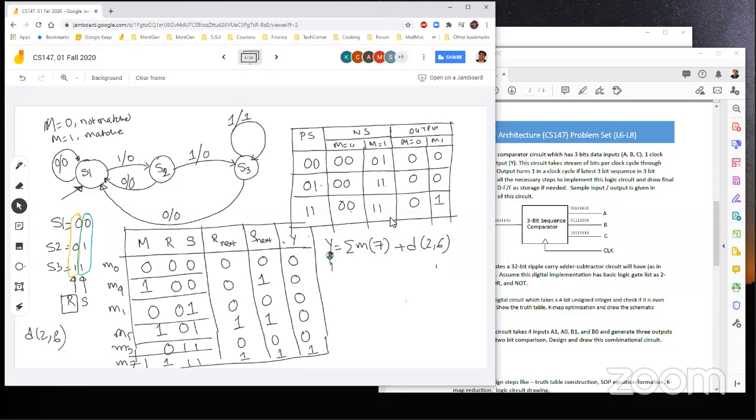Then our next equation would be sigma m of m5, don't care 2 and 6, and S next will have sigma m of 4 and 5, and oh, 7, also 7.